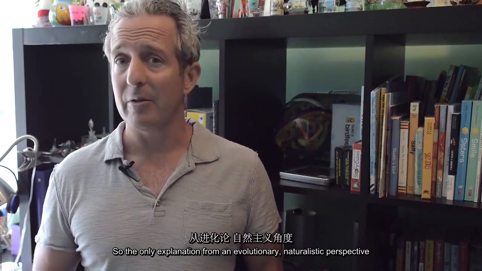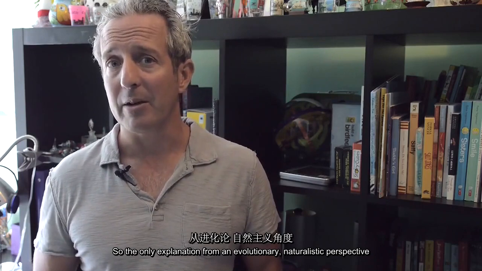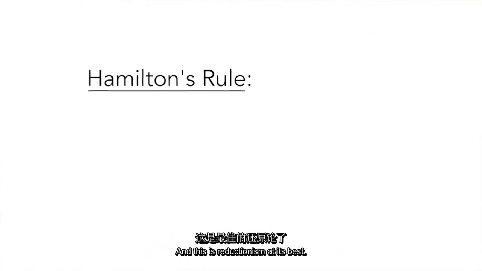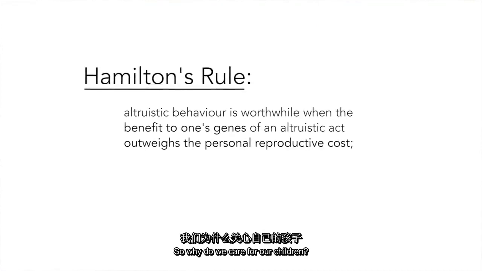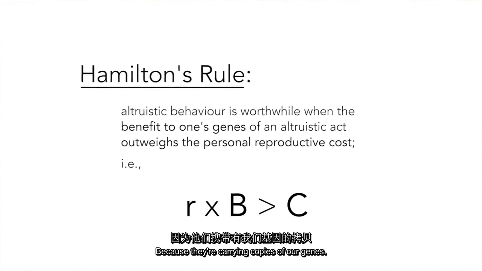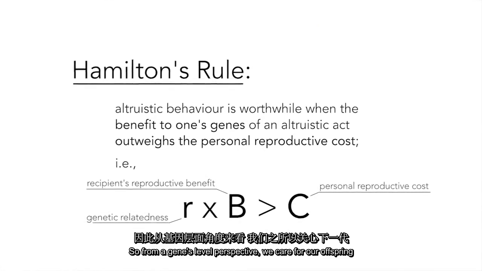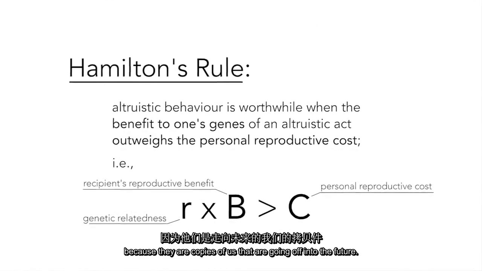So the only explanation from an evolutionary naturalistic perspective that makes any sense is what's called Hamilton's rule. And this is reductionism at its best. So why do we care for our children? Because they're carrying copies of our genes. So from a genes level perspective, we care for our offspring because they're copies of us that are going off into the future.